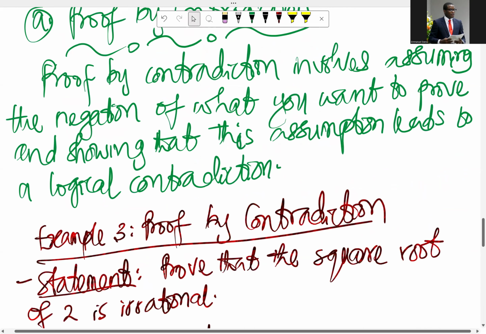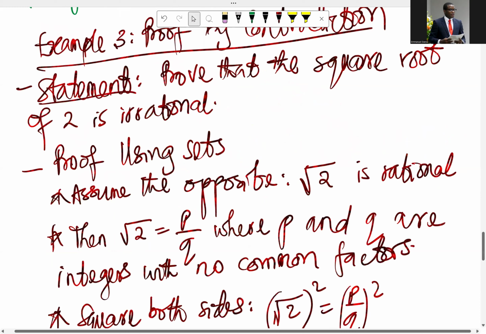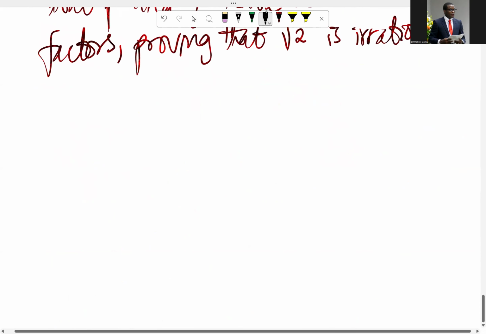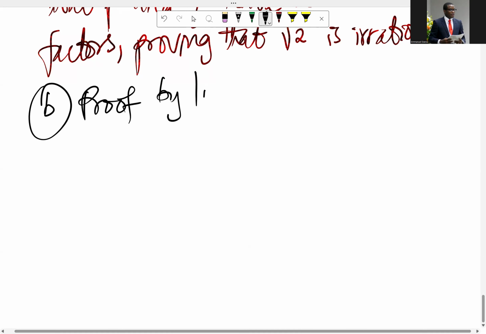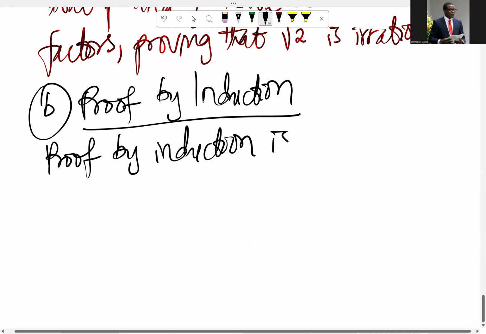So we go for proof by induction. So that's B, proof by induction. Of course, this is just a kind of rehash of the whole playlist I made on mathematical induction.